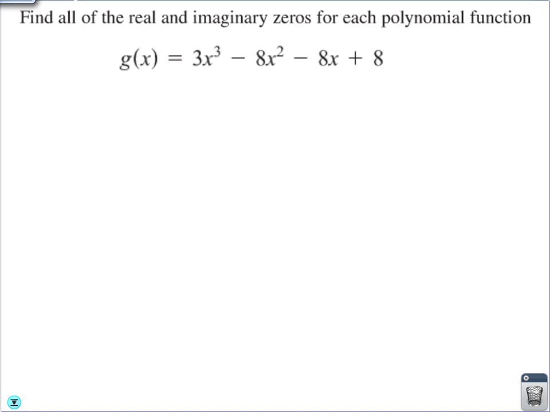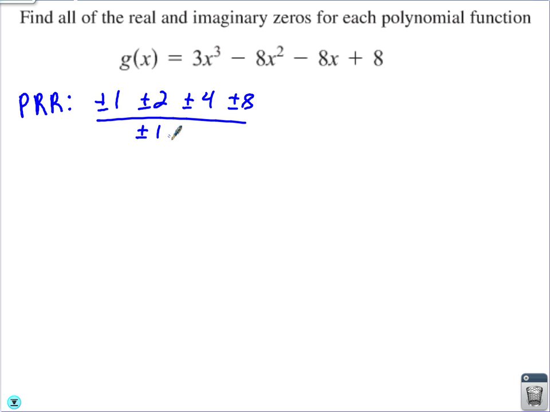Another one. Find all of the real and imaginary zeros for each polynomial function. Let's list all of our possible rational roots. All the factors of 8 over all the factors of 3. We like prime numbers. Prime numbers are good. All the factors of 8: 1, 2, 4, 8. Over 1 and 3.